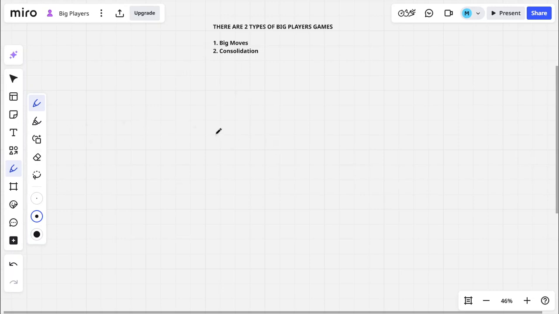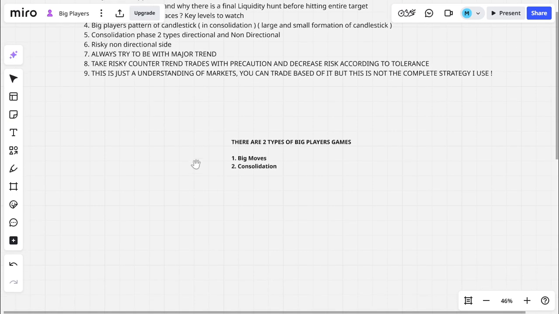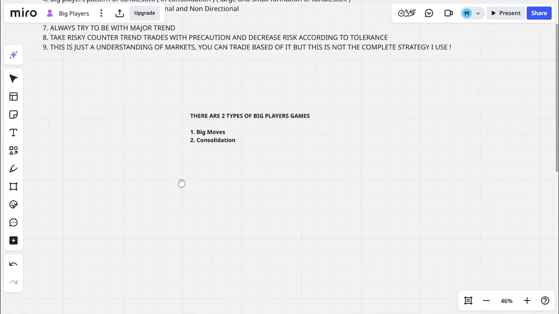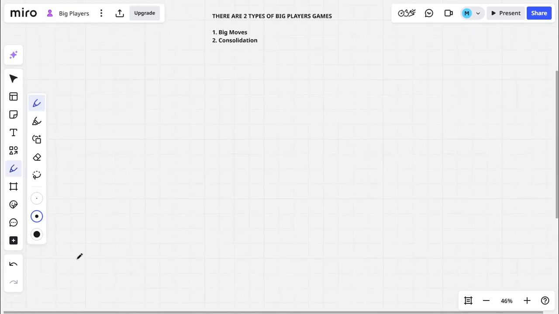Now guys, understand it is very important. So we'll take this third point later on. First, let's understand the consolidation phase. Now guys, every one of you knows what consolidation is.